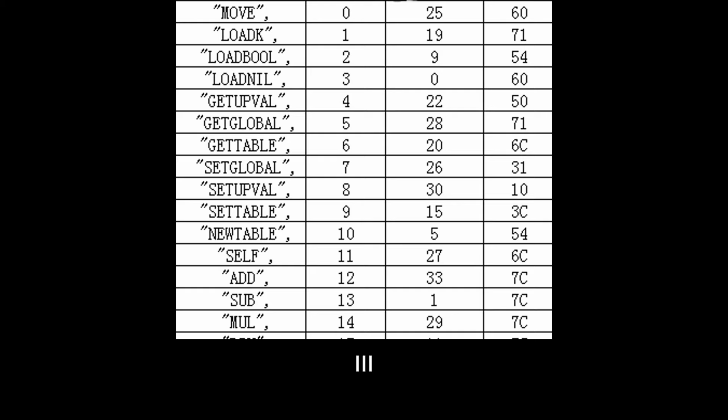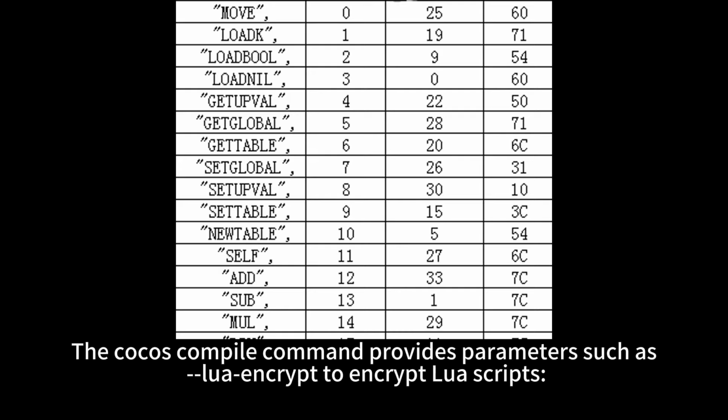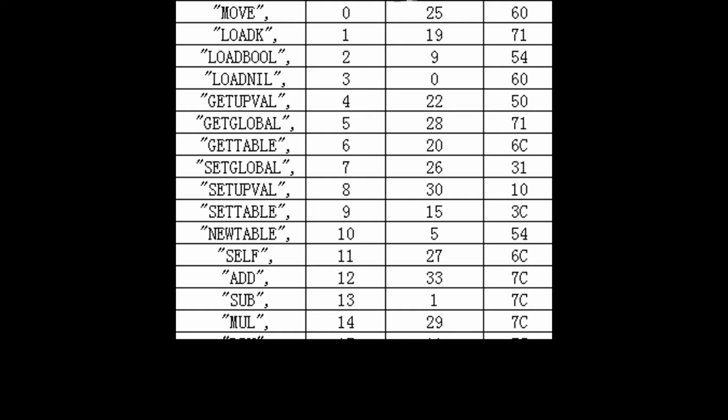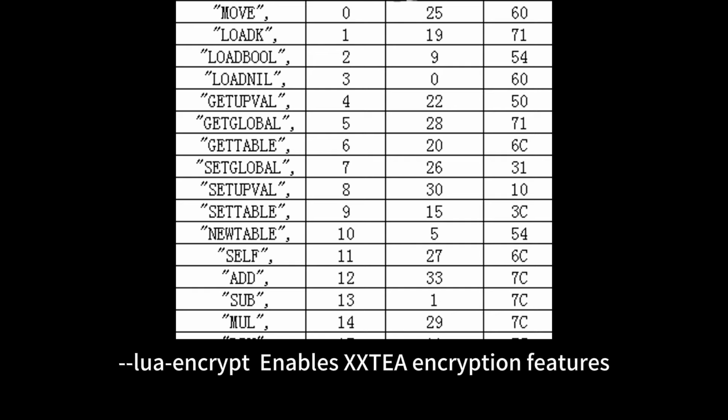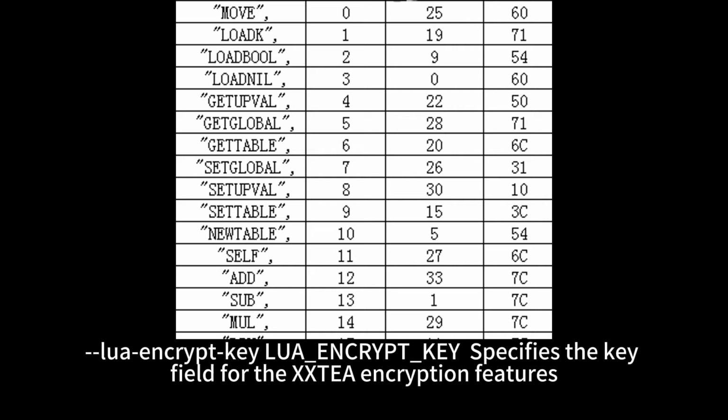Part 3. Common Lua protection solutions. 1. Cocos2dx Encryption. The Cocos compile command provides parameters such as Lua encrypt to encrypt Lua scripts. Lua-related parameters. Lua encrypt enables XXTEA encryption features. Lua encrypt key. LUA_ENCRYPT_KEY specifies the key field for the XXTEA encryption features.